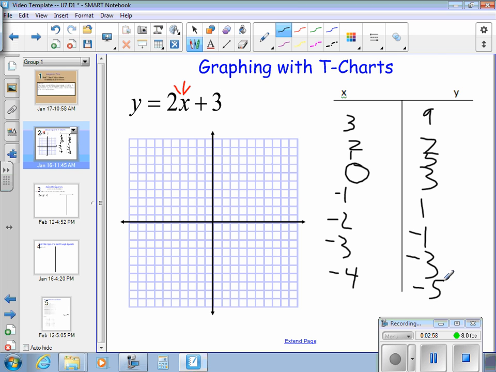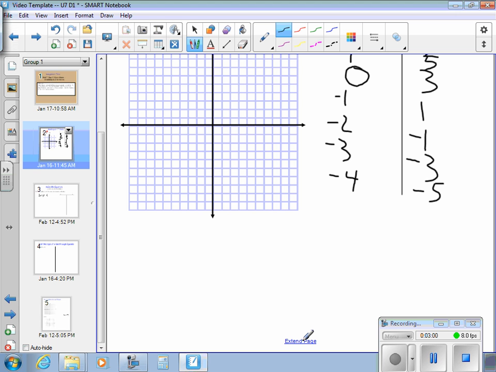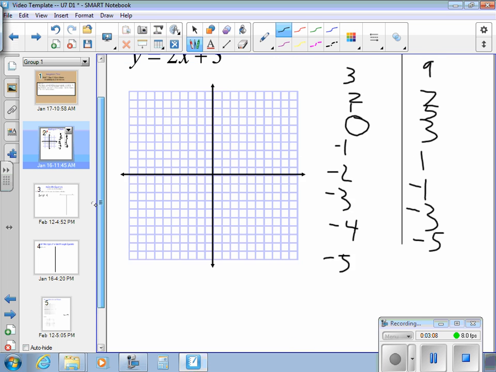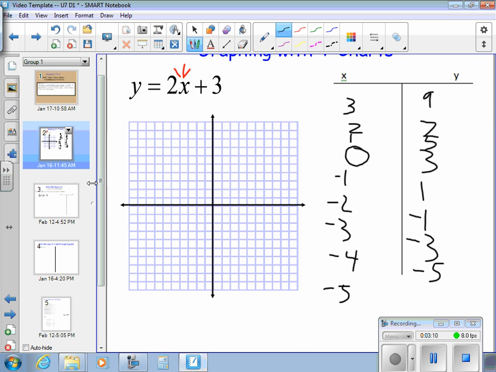Okay, and I need a little bit of room here. I'm going to extend the page. I'm going to put in a negative 5 here. But then I'm going to scroll back up so that we can see the equation. So negative 5 times 2 gives us negative 10. Negative 10 plus 3 gives me negative 7. And, well, we'll try one more.